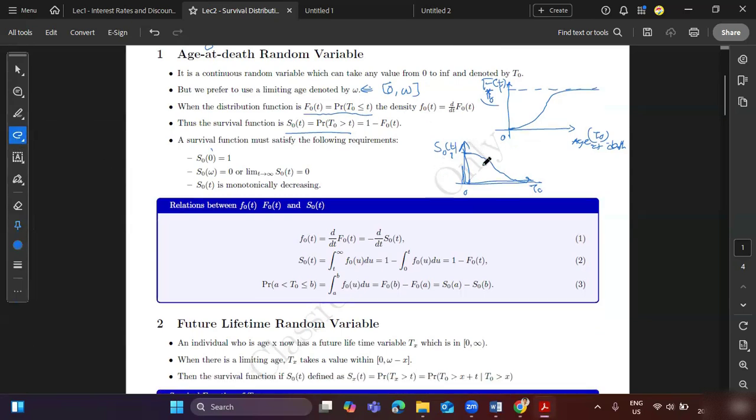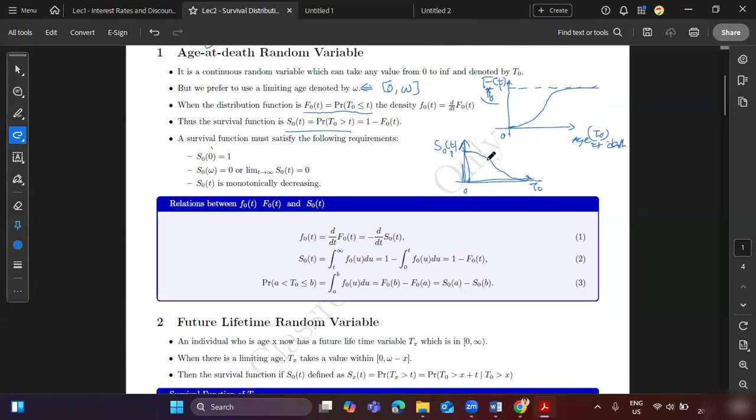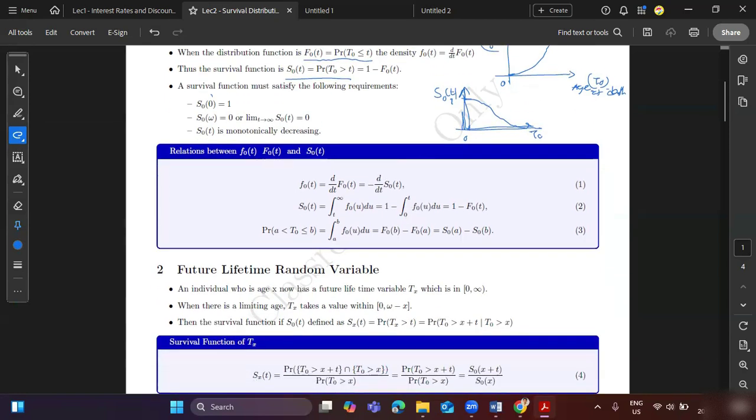But you can see the slope is changing at some point, decreasing quickly and then slowing down at the end. So those are the things that we need to keep in mind when we are discussing the behavior of the probability of death and the probability of survival.